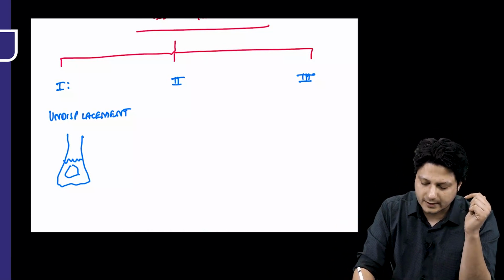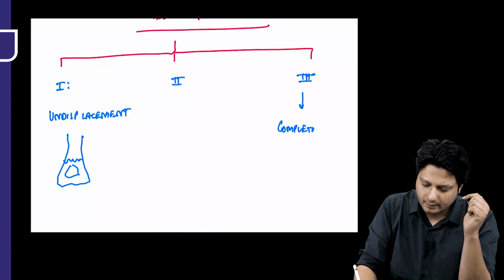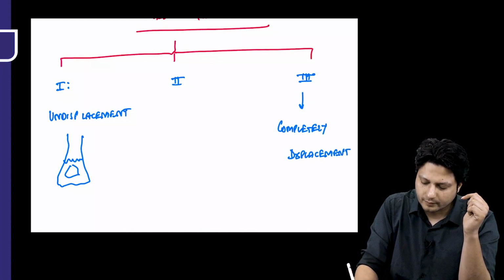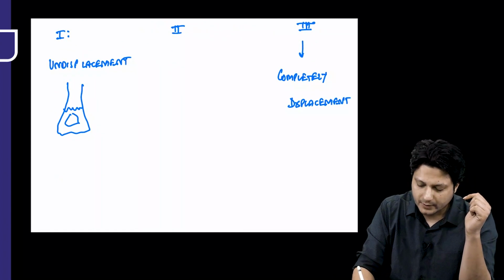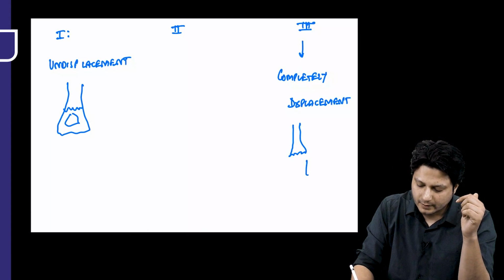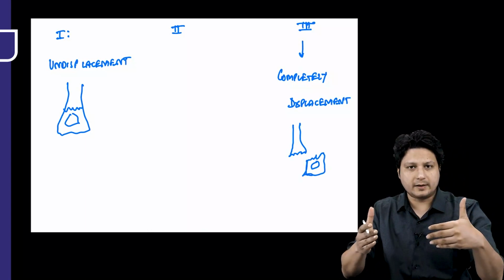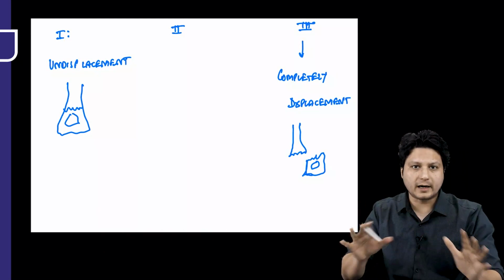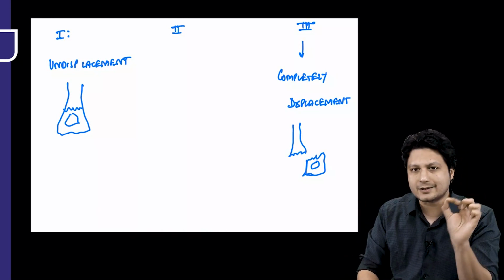And type 3 obviously is going to be a completely displaced fracture. Completely displaced fracture means there is no contact in between the two. How is it going to be completely displaced? For example, if this is the fracture line and this is the distal aspect, there is a complete displacement. Both of them are no more in contact with each other. So what we are left with is type 2.